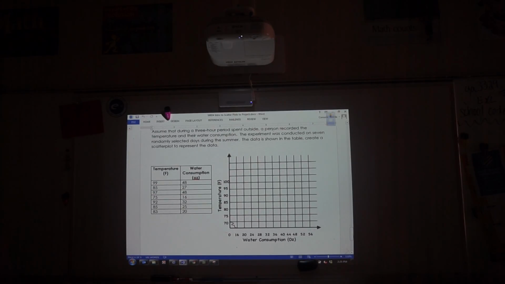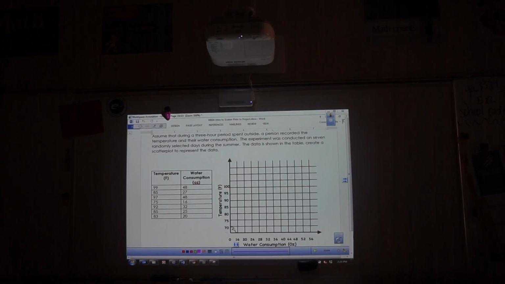All right, it says assume that during a 3-hour period spent outside, a person recorded the temperature and their water consumption. The experiment was conducted on 7 randomly selected days during the summer. The data is shown in the table. Create a scatter plot to represent the data. So these are your coordinates. Again, these are your coordinates, and you're going to graph these. 99, 48 is your first set of coordinates.